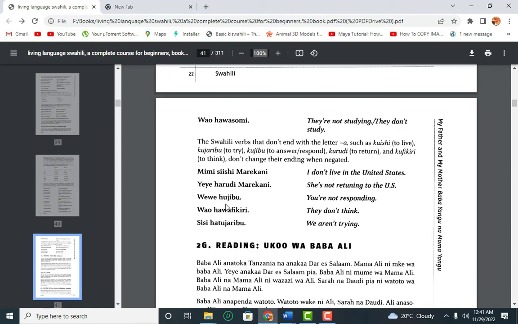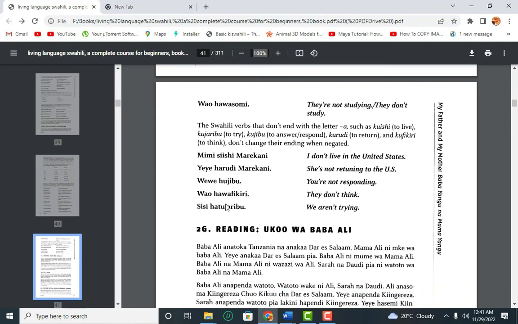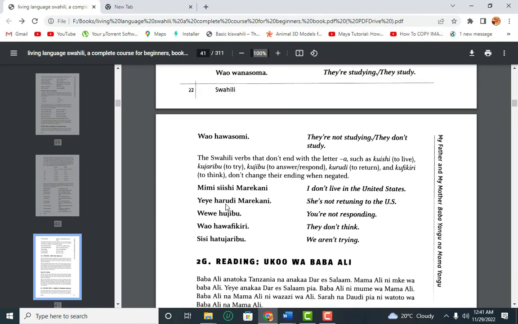The next one, yeye harudi Marekani, which means she's not returning to the US. The next one, wewe hujibu, which means you are not responding. The next one, wao hawafikiri, which means they don't think. The last one, sisi hatujaribu, which means we are not trying or we aren't trying.